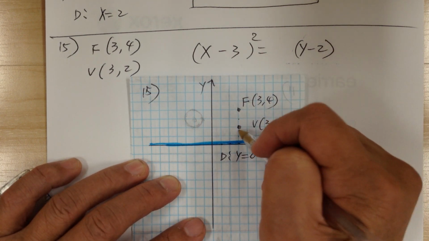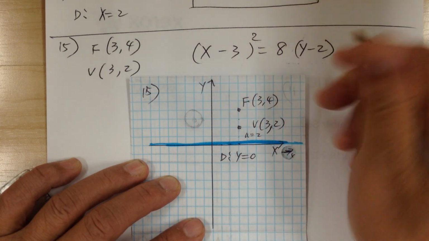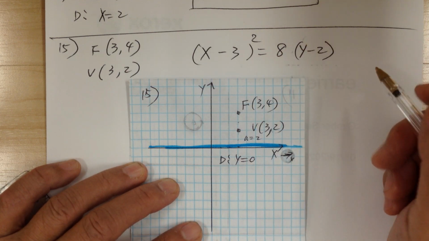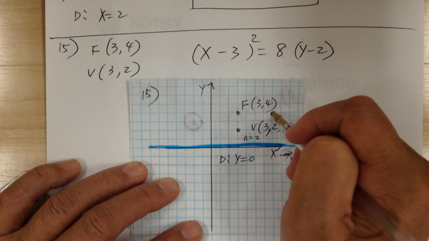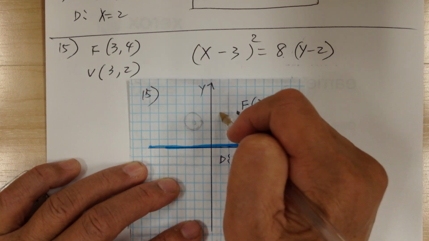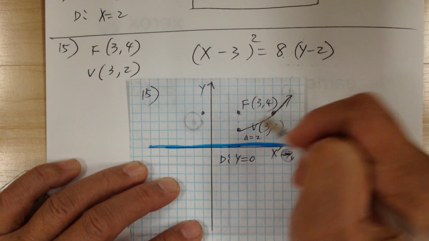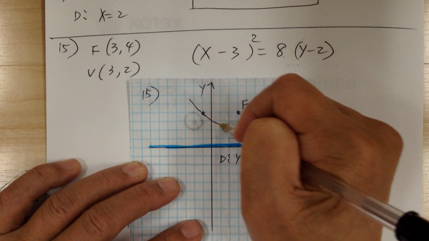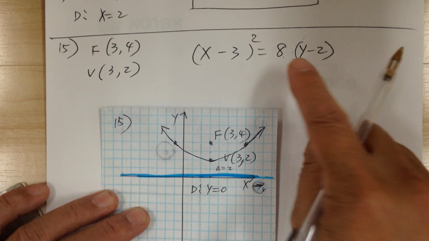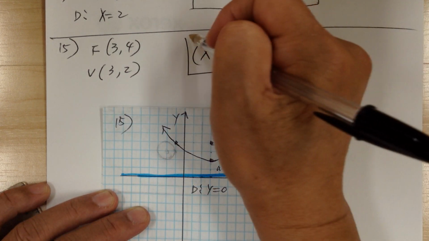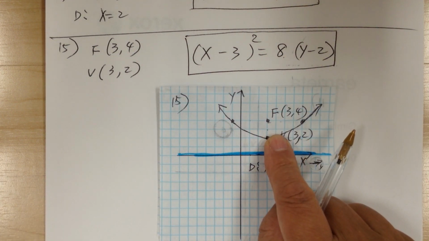Over here you can see that a is equal to 2. So 4a will equal 8. Remember this is 4a, so the opening is going to be 8. That means from here you go 4 on this side and 4 on this side, and so your graph will look like this. Here's your equation, and here's your graph.